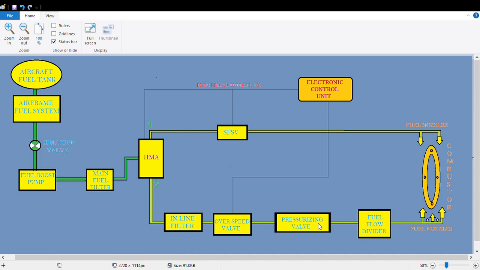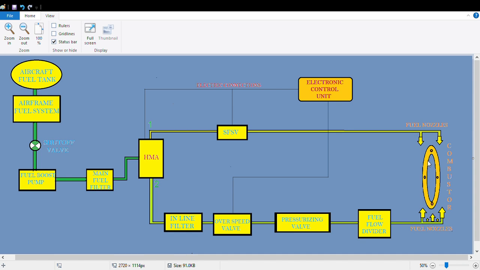The purpose of the fuel pressurizing valve is to supply the fuel only if a particular amount of pressure is built, so that there is smooth passage of fuel to the combustor. After that, the fuel flow divider distributes the fuel in different areas of the combustor. Then the fuel nozzle sprays fuel and combustion takes place.